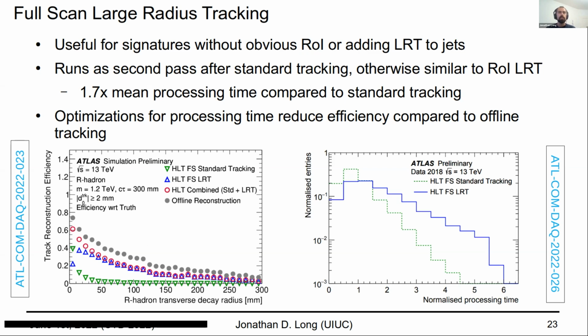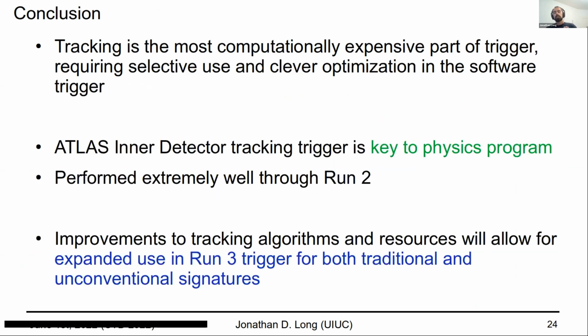Right. So to wrap up, tracking in the trigger is the most computationally expensive part of the trigger. And so that requires us to be very clever about where and when we use it, but it's really a key part of the physics program, allowing us to find the events that we want to save. I showed you that it performed extremely well in Run 2. And there are some cool improvements that have gone in for Run 3 that will allow us to expand both the standard traditional signatures like jets and missing transverse momentum, as well as those for LLP signatures with unconventional tracking involved. So thanks.